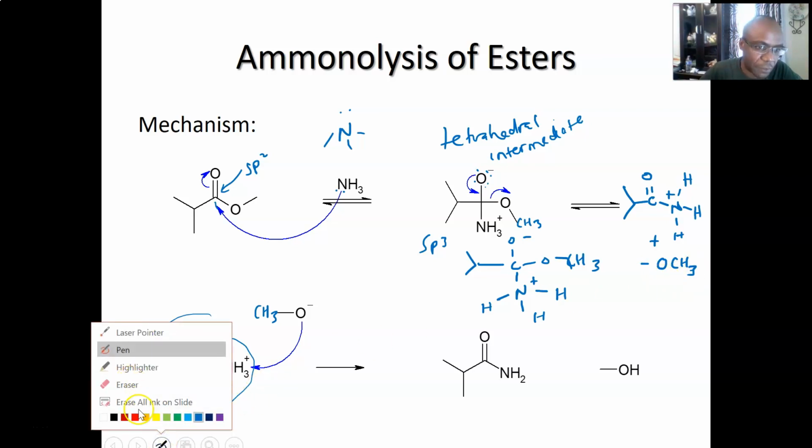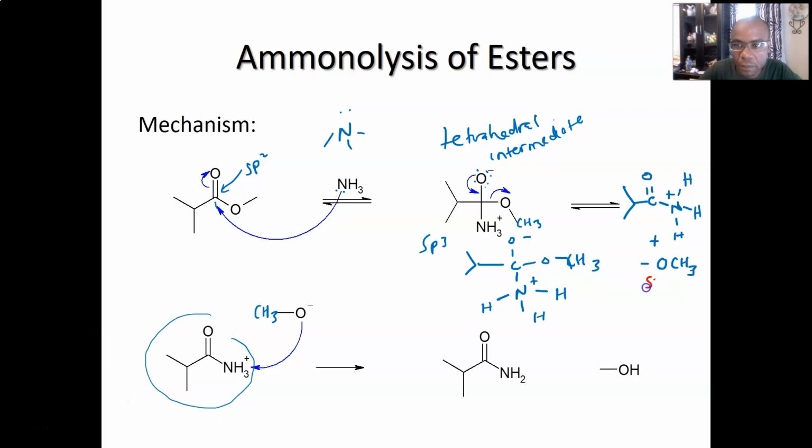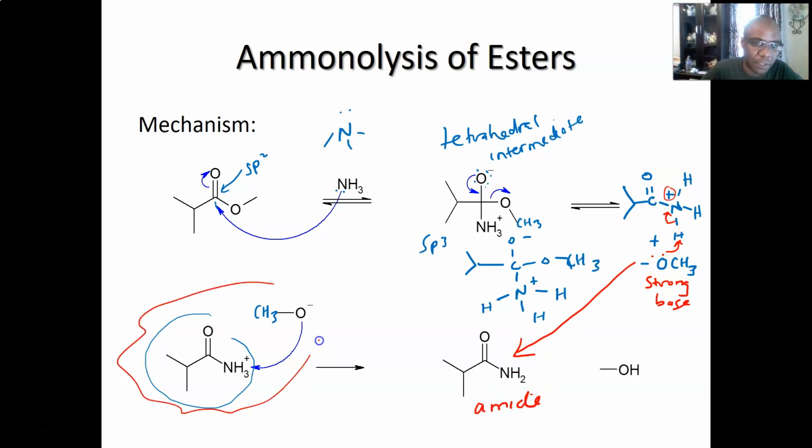So what do you think should happen? This is a strong base. The nitrogen is positively charged, so the strong base will be used to deprotonate, or to do proton transfer, to neutralize the nitrogen. From that step, you're going to get your amide, and that's what's happening here. I don't like the way the arrow is shown here. I think it's a software issue, but in open bond drawing, that's exactly what's happening.